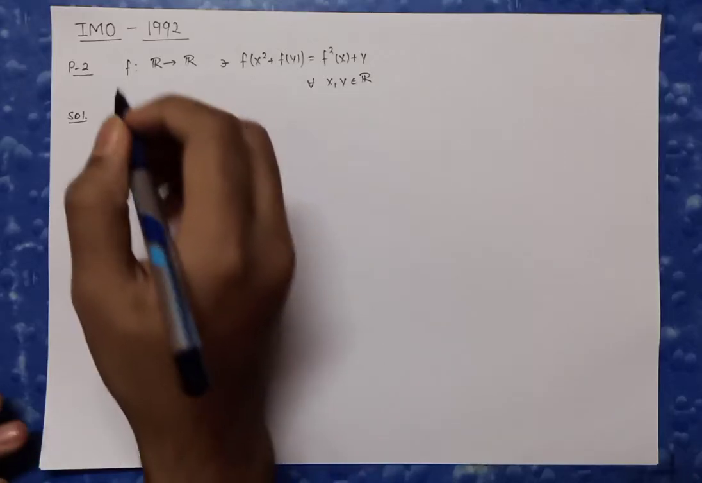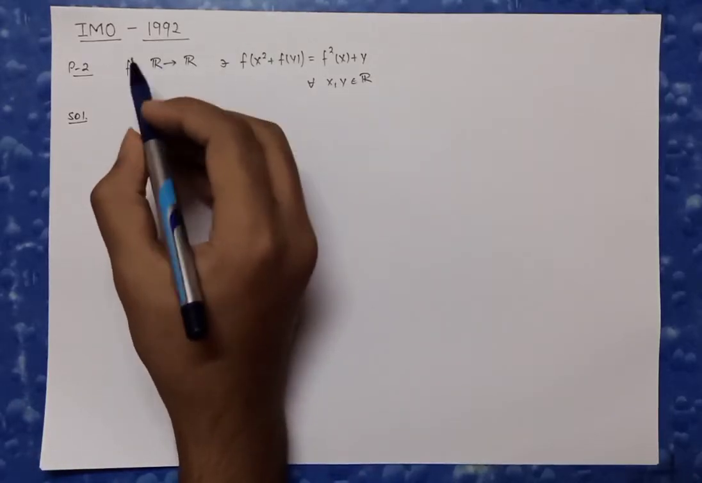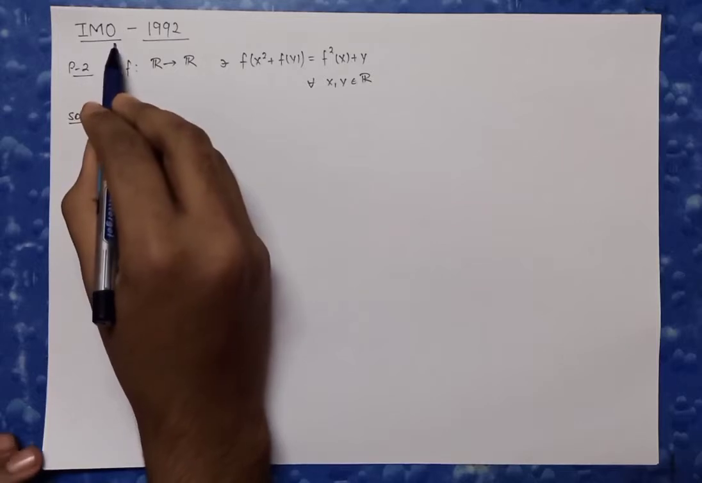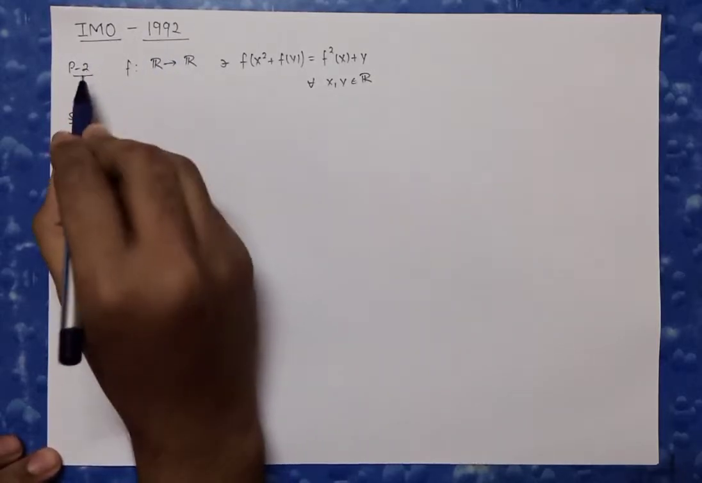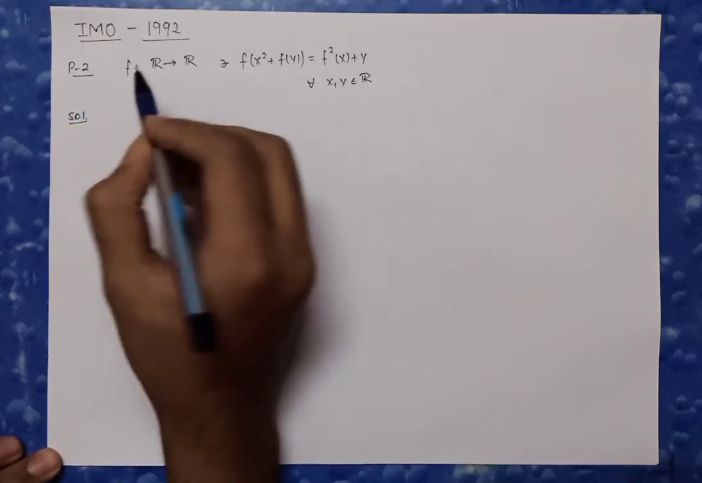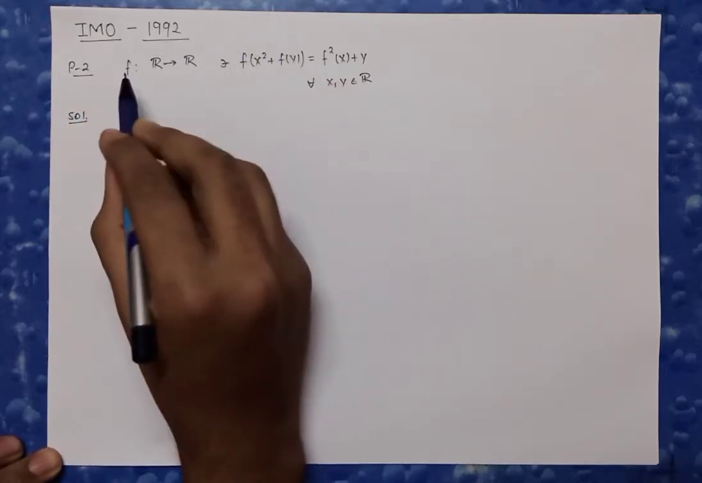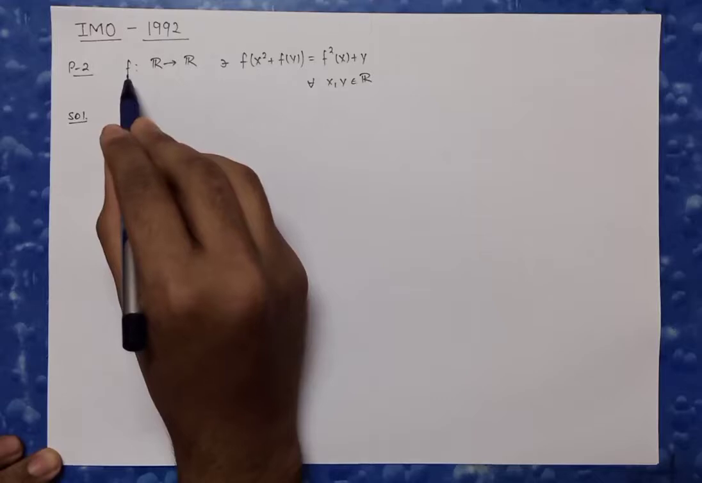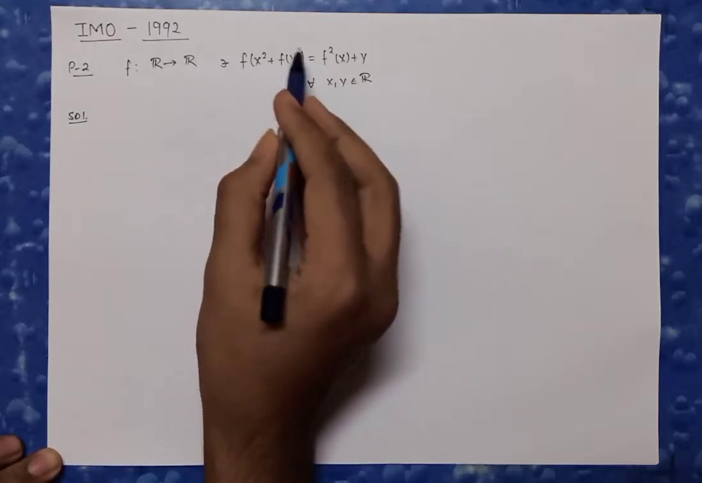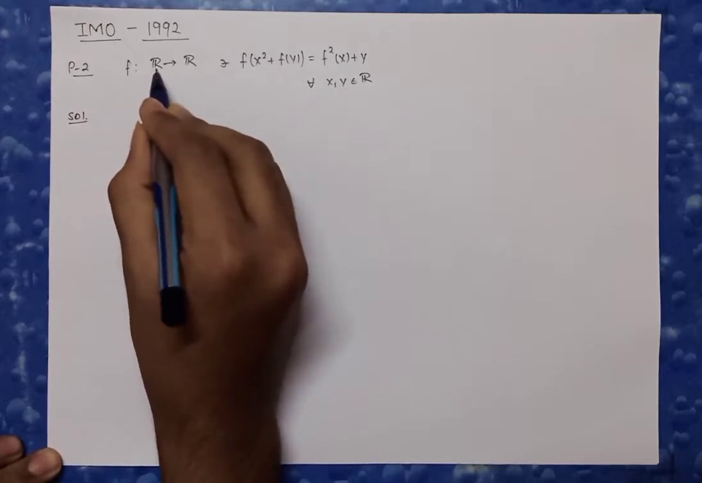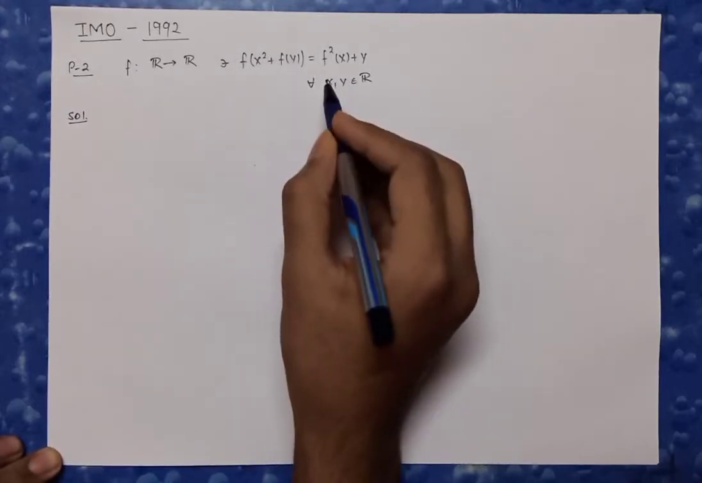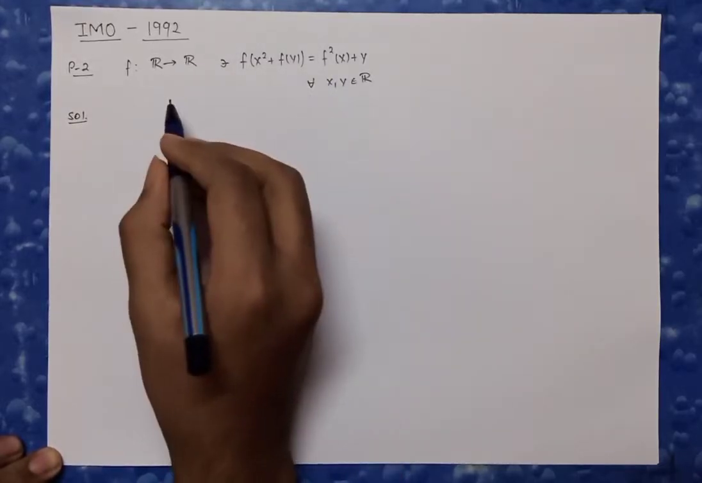Hello friends, today we are going to discuss a question which was asked in International Mathematical Olympiad IMO 1992. This question was problem 2 in that paper. This question stated: find all the functions such that those functions satisfy this given functional equation, and the function maps from all real to real. This was the question and today we are going to solve this problem.